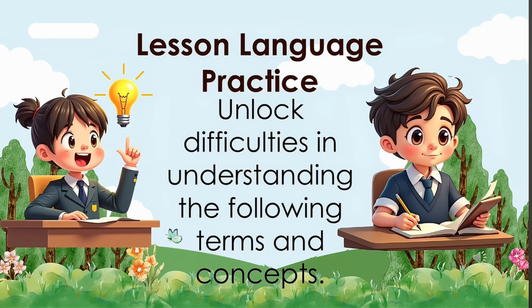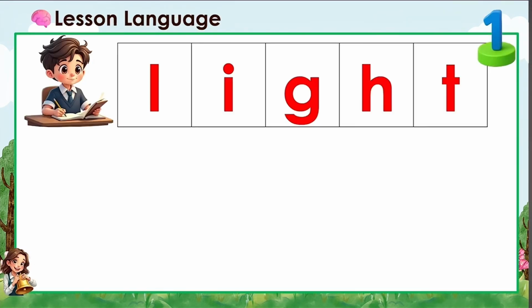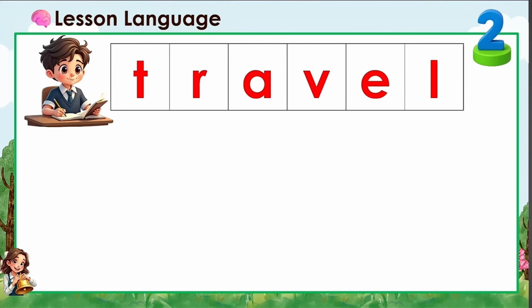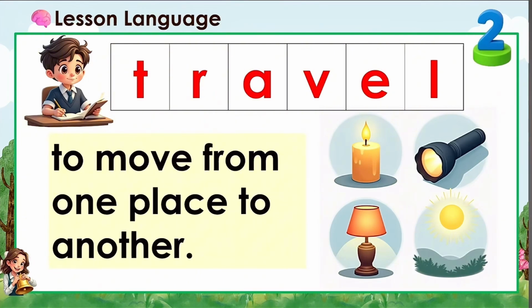Lesson Language Practice. Unlock difficulties in understanding the following terms and concepts. Review. Light. L-I-G-H-T. Light. This helps us see things around us. Travel. T-R-A-V-E-L. Travel. This is to move from one place to another.